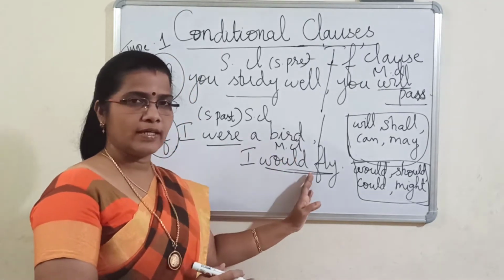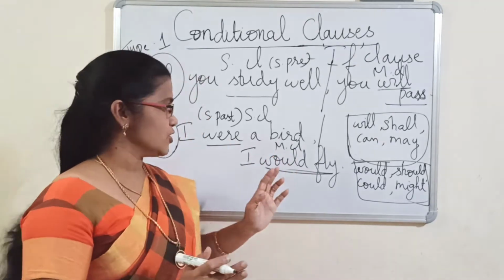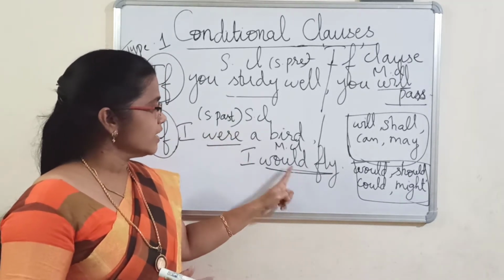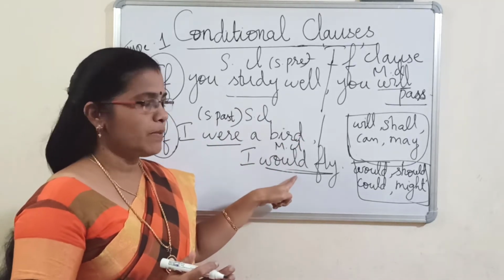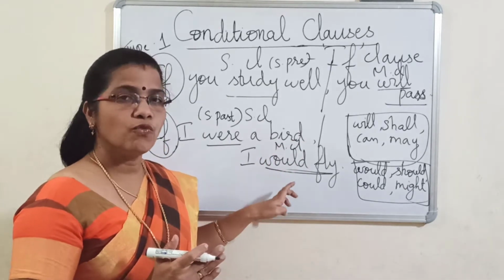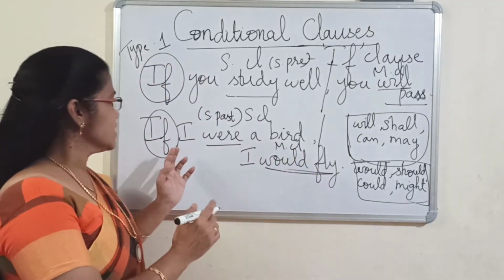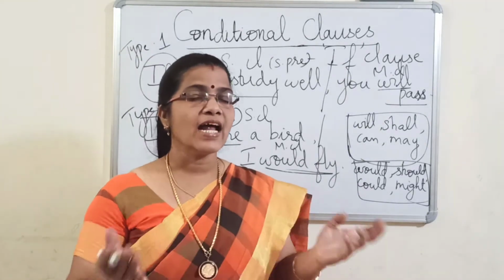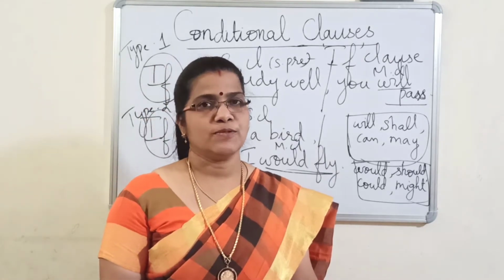Here I would fly, okay? This speaks about an unreal condition, okay? So what is the tense form that you have used here? This is simple past tense. Again, when you get simple past tense here, naturally what happens here? You get the past form of the modal auxiliary, okay? Here you cannot use will. It has become would here, okay? Right. So this says about an imaginary condition. This is called type 2, or in other words we call it an unreal or imaginary condition or hypothetical condition, okay?